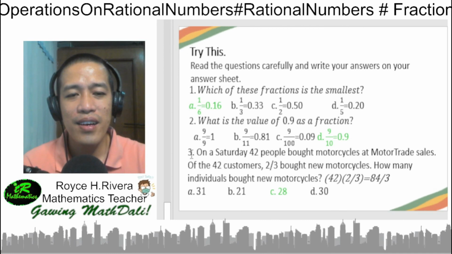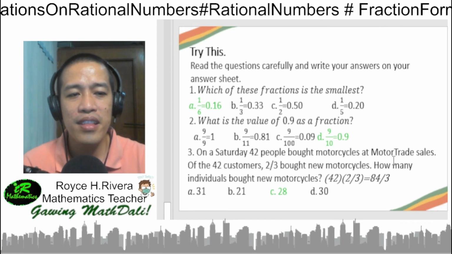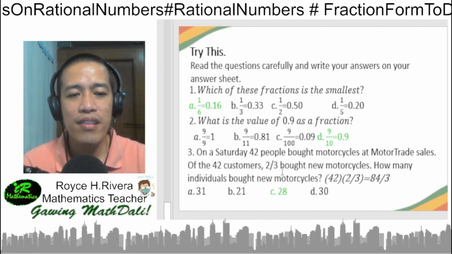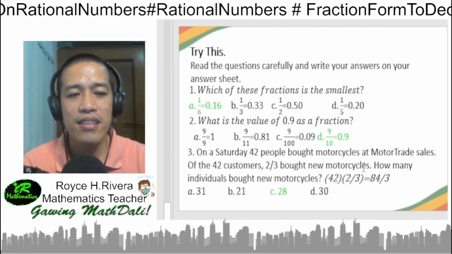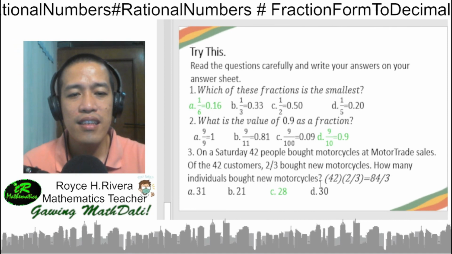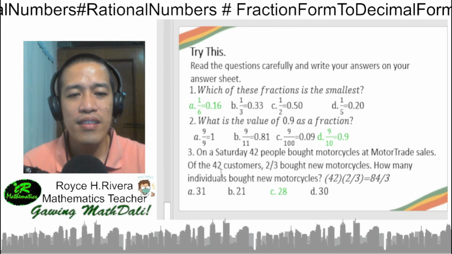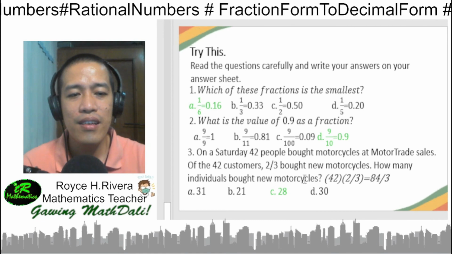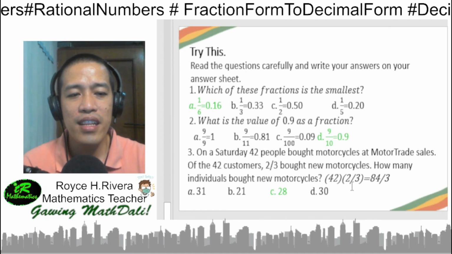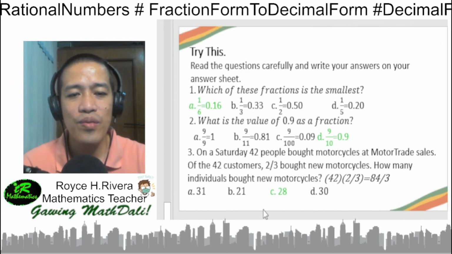And number 3, on a Saturday, 42 people bought motorcycles at motor trade sales. Of the 42 customers, 2 over 3 bought new motorcycles. How many individuals bought new motorcycles? So by multiplying 42 and 2 over 3, we will obtain 42 times 2 over 3 is 84 over 3. That is equivalent to 28.